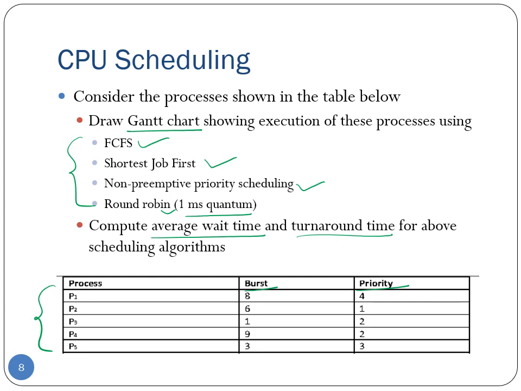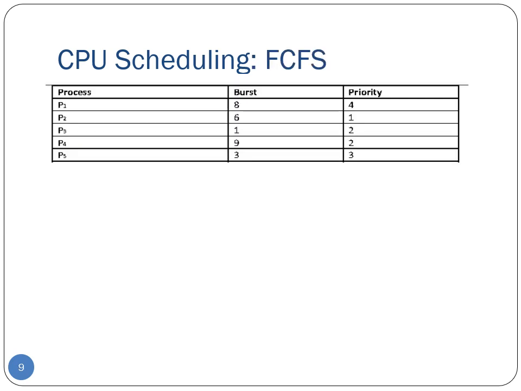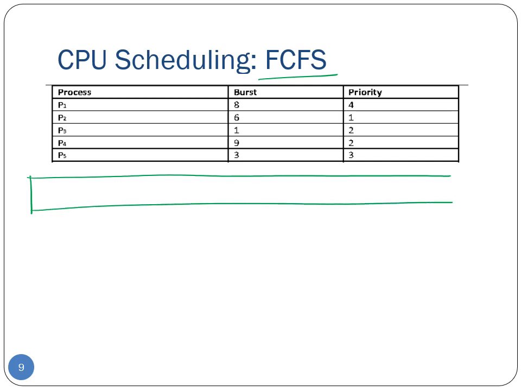For solving these questions, we will assume the processes all arrive at time 0, since the arrival time is not given. Also, we will assume that they are admitted in the system in the order specified. So P1 followed by P2 followed by P3, then P4, and finally P5 was admitted in the system. Let's start with the FCFS algorithm. The FCFS algorithm would schedule these processes in their arrival order.